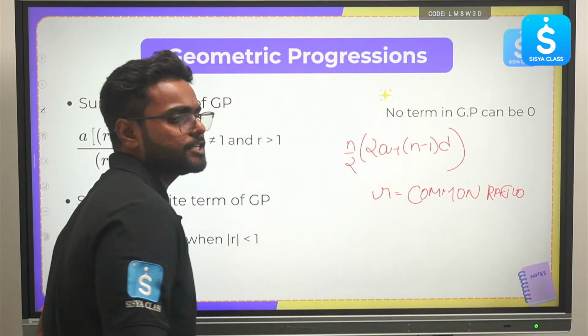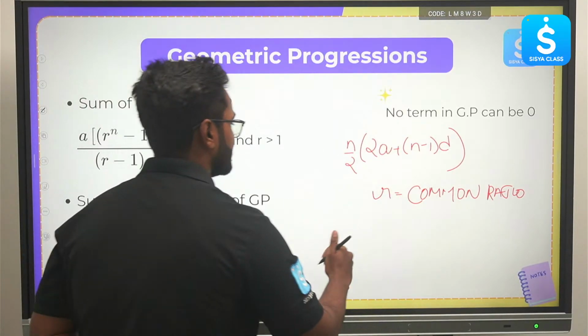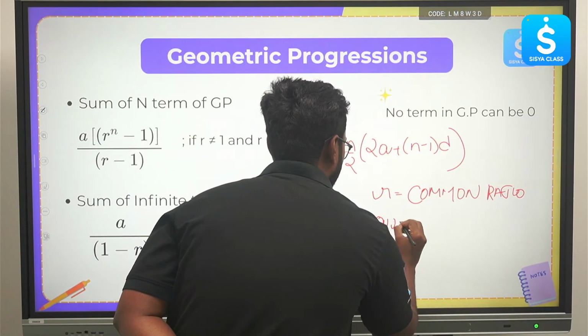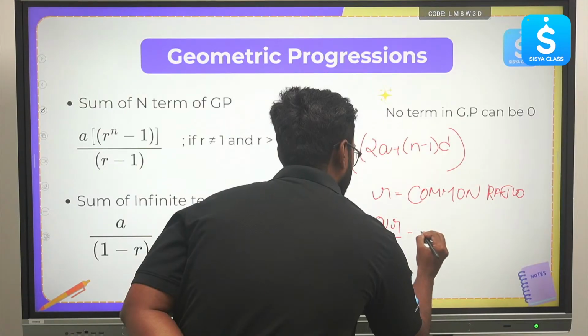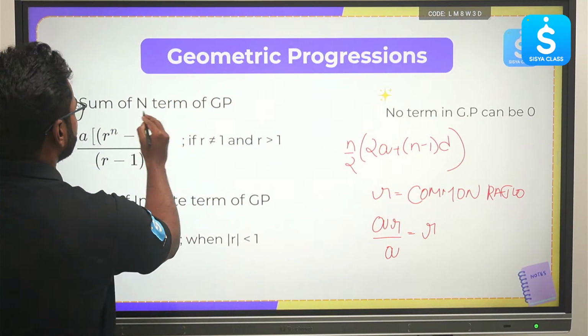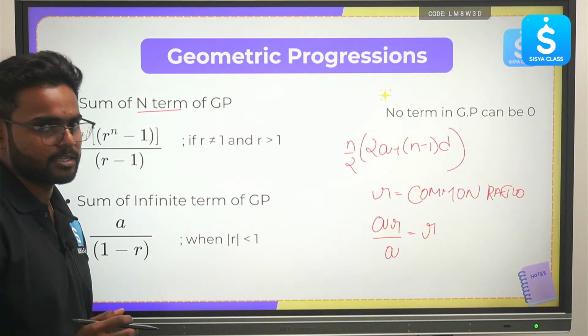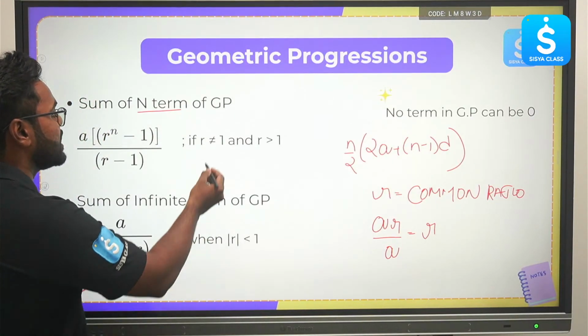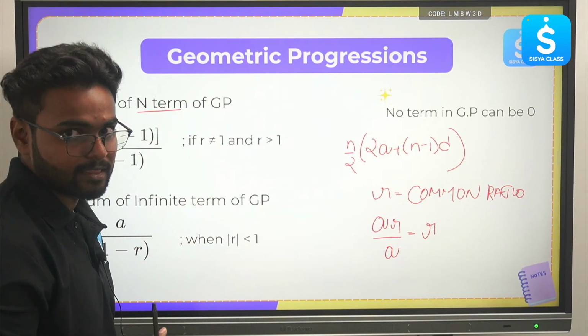How do you get the common ratio? By dividing the succeeding term by the preceding term. AR by A equals R. You'll get the common ratio. And the sum of n terms of a GP is given by A into R power n minus 1 by R minus 1, if R is not equal to 1 and R is greater than 1.